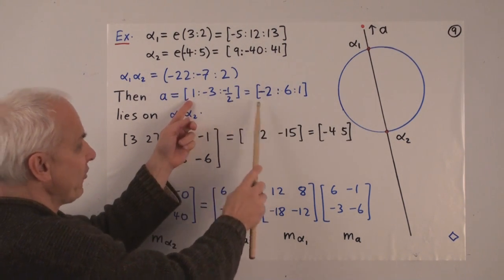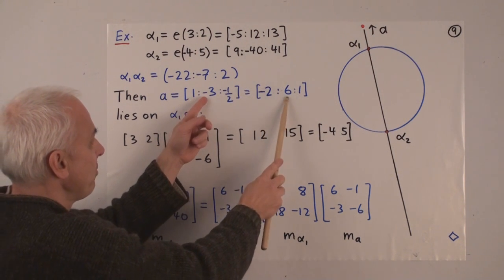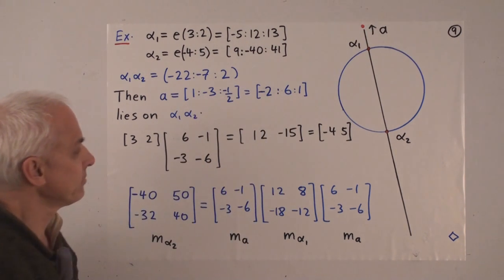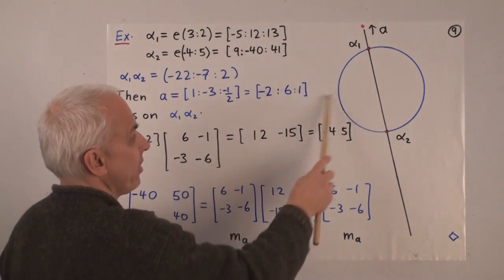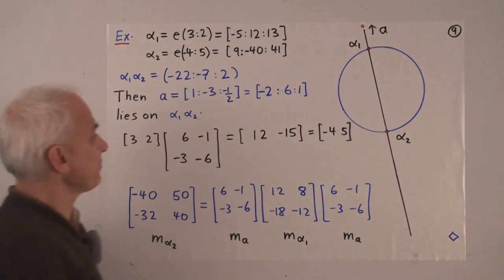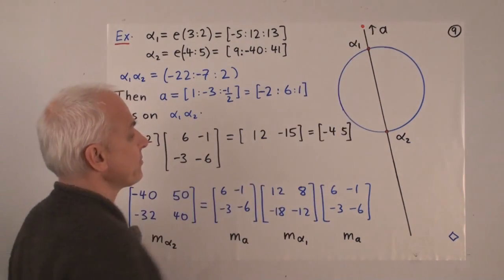Actually, multiply by minus 2 is better. Minus 2, 6 and 1. Which is the point minus 2, 6, somewhere up there. Two over this way, 6 up there. Somewhere in that direction.